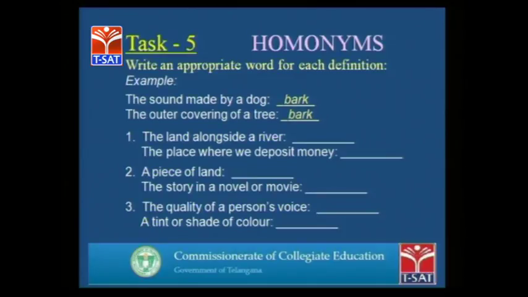And the task now. The sound made by a dog is bark, and the outer covering of a tree also is a bark. The same spelling, same pronunciation, but different meaning. And the exercise here: the land alongside a river and the place where we deposit money. Both are the same pronunciation and same word, mind you. A piece of land and the story in a novel or movie. The quality of a person's voice and a tint or shade of color. So, in the blanks given, you should fill in homonyms for all three.